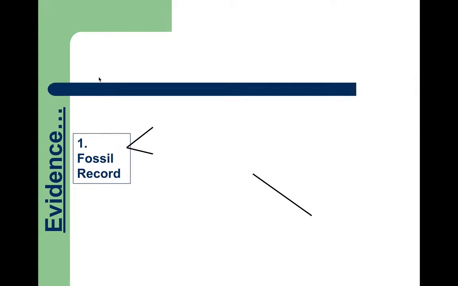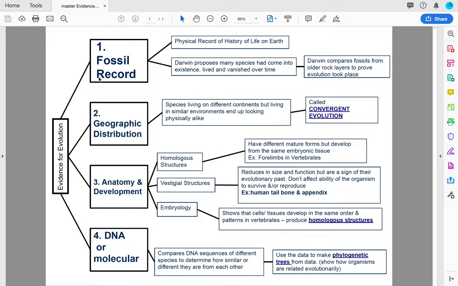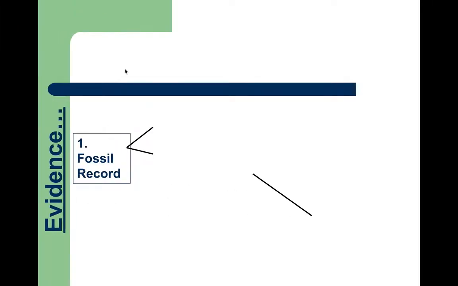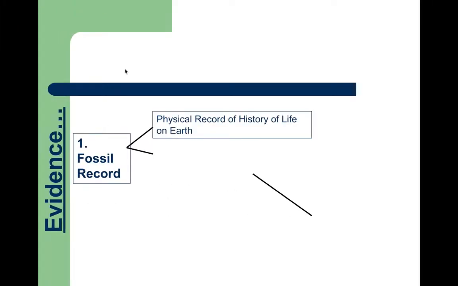So we're going to go ahead and talk about the first piece of evidence, and if you're looking at your PDF document, it looks a little like this. Number one, fossil record. So when we're talking about the fossil record, we are talking about the physical record of the history of life on Earth.